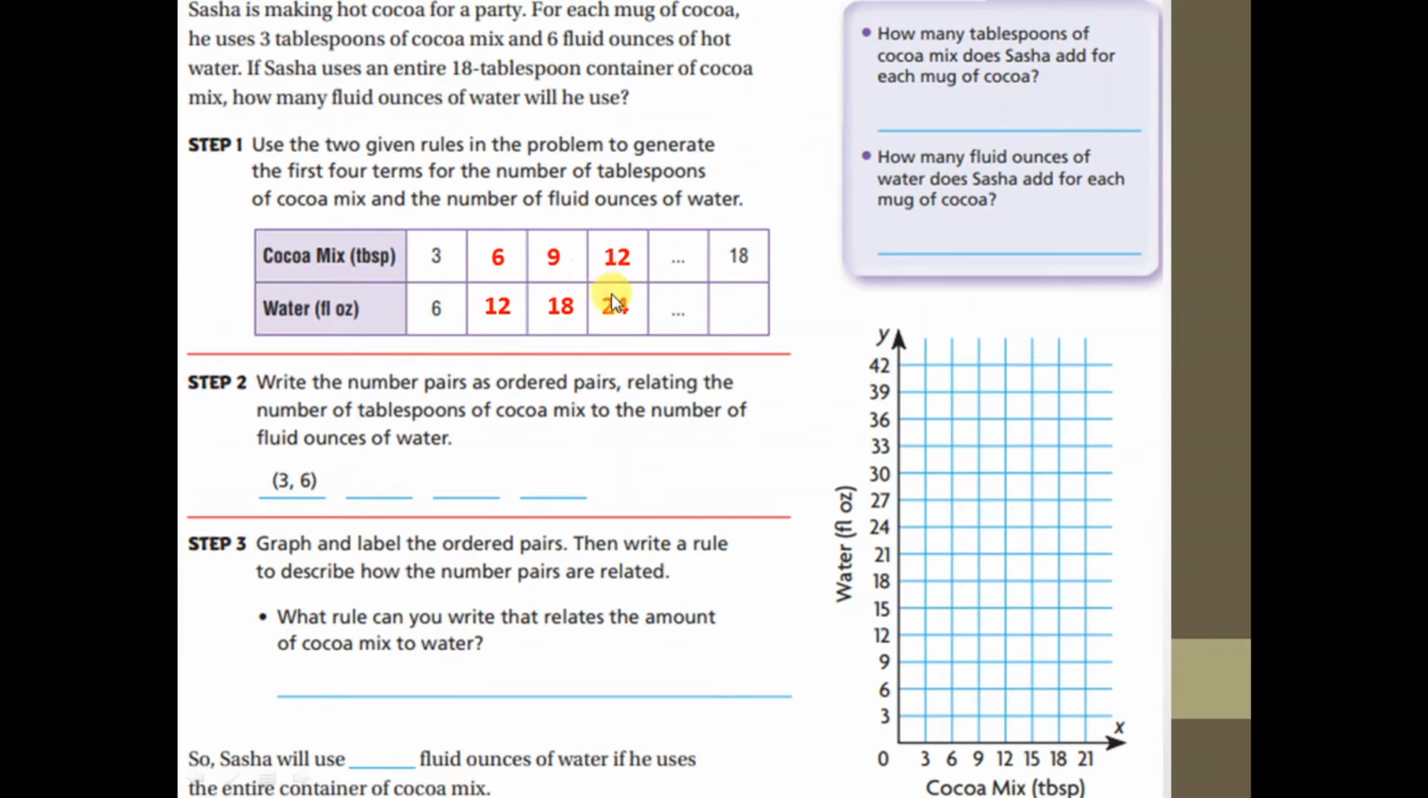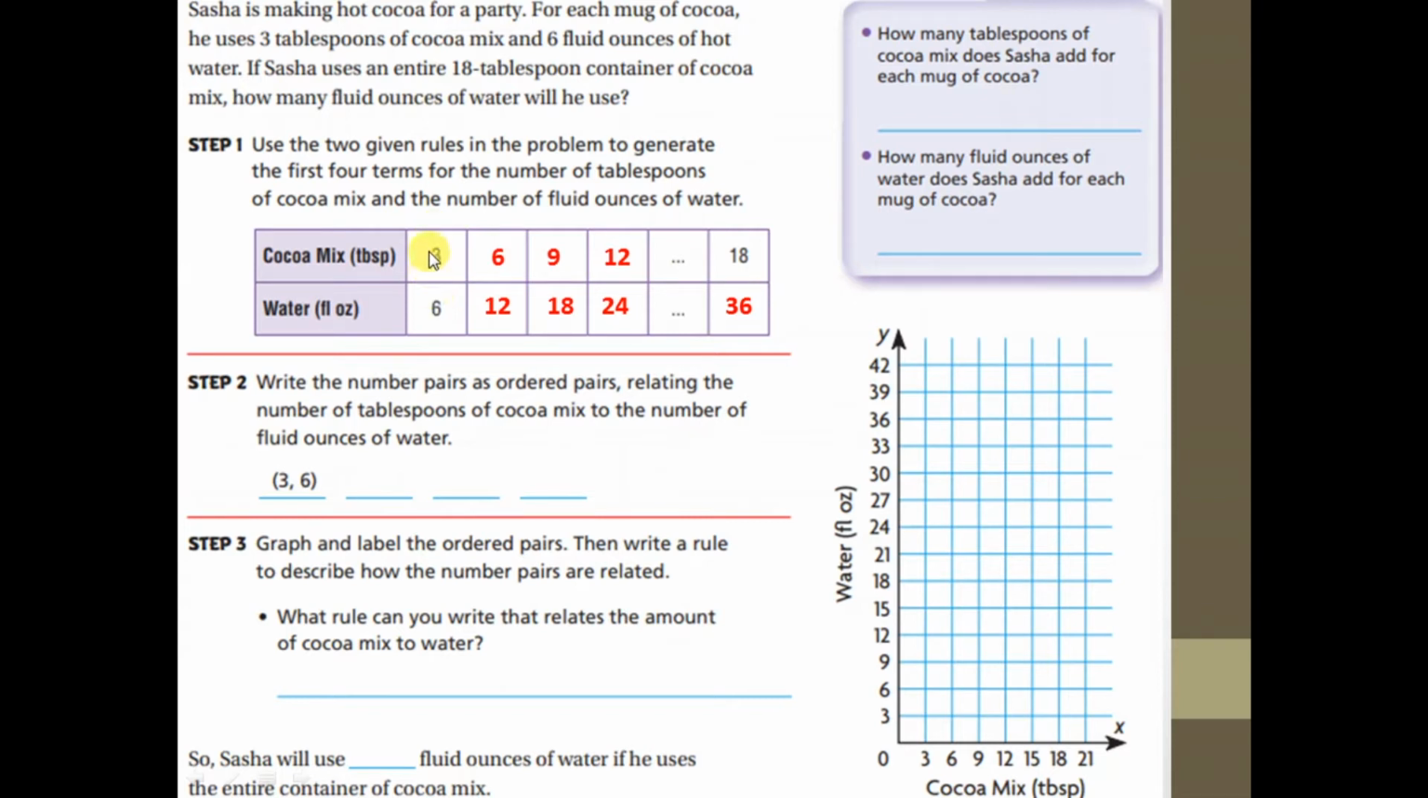So in this case, I have to find the relation between the two patterns. Look with me. In most cases, it will be a multiplying relation. So ask yourself, 3 times what will give you 6? 3 times 2 will give me 6. 6 times what will give you 12? It will be times 2. 9 times what will give you 18? It's 2. So the rule here is to multiply by 2. So 18 times 2 will give you 36.